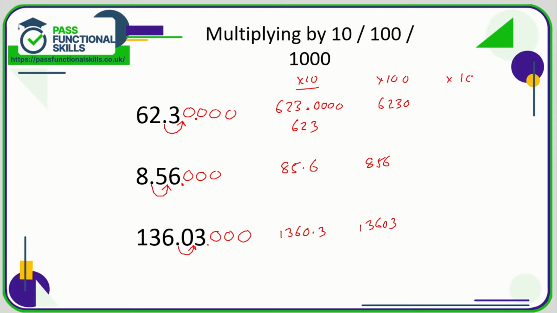When we're multiplying by 1000, we're moving the decimal point three positions because there's 3 zeros in 1000. So 1, 2, 3 is going to go here. So that number will therefore be 62300.